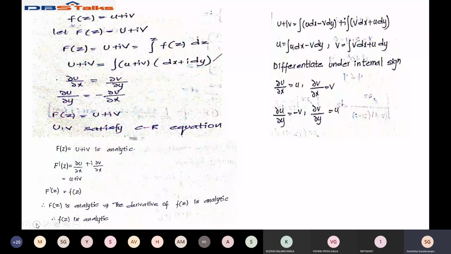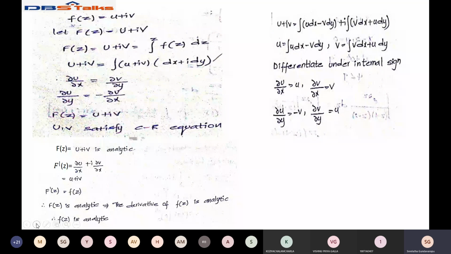Now we have to verify dou U by dou x is u, dou V by dou y equal to u. Therefore, dou U by dou x equal to dou V by dou y and dou U by dou y equal to minus dou V by dou x. Therefore, CR equations are satisfied for U and V. Therefore, F of z equal to U plus iV is analytic. So, F of z is capital U plus i capital V.